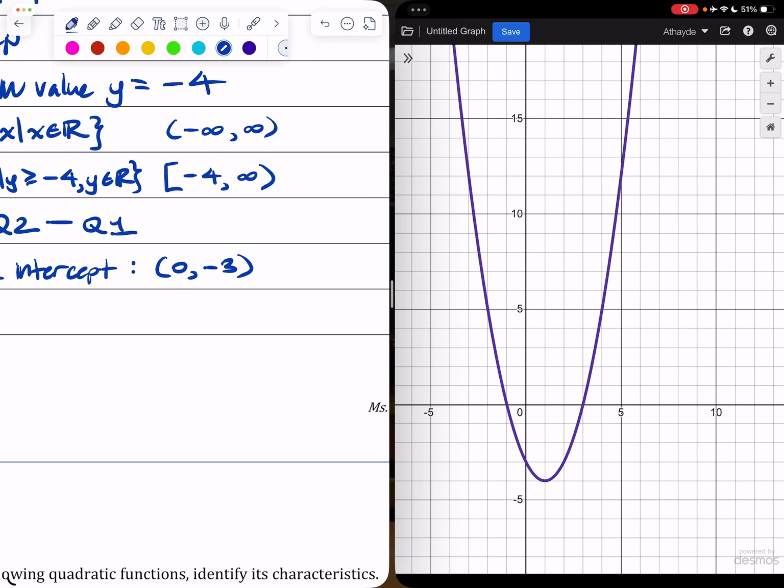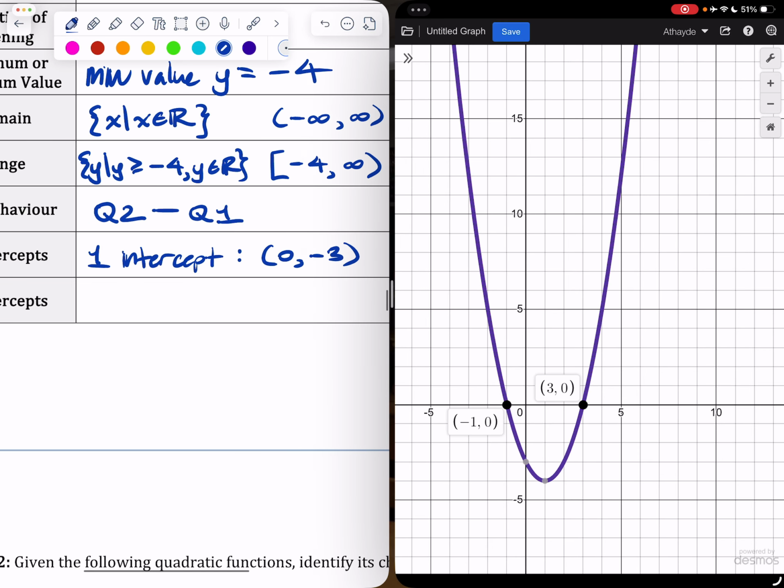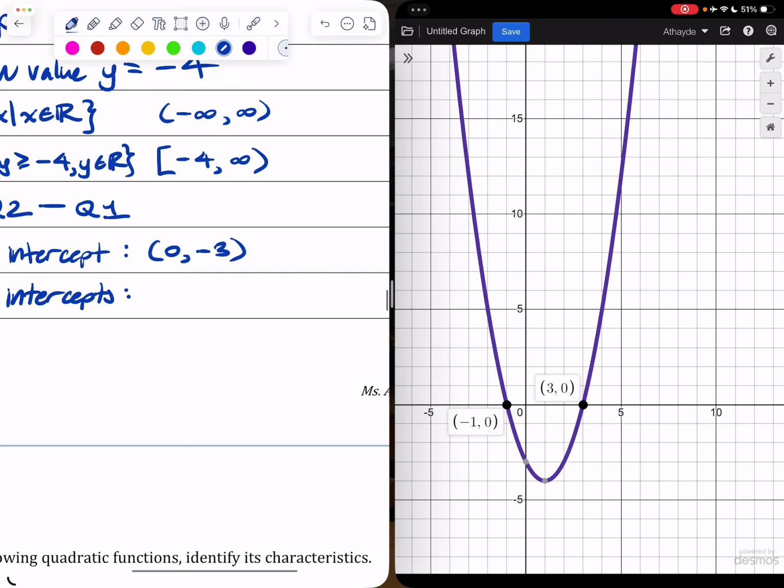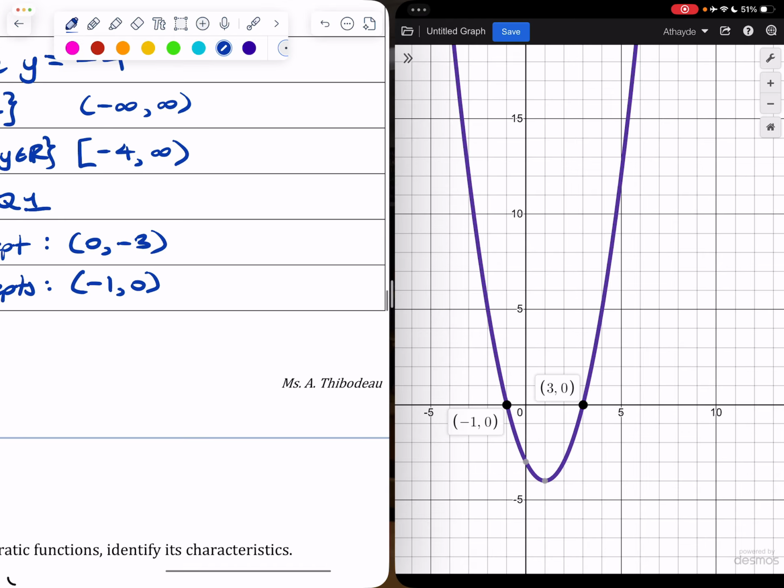And for the x-intercepts, where do we hit the x-axis? We can see those. We can tap on them as well. We get their coordinates. There are 2 such intercepts. One of those is at the point (-1, 0). And the other one is at the point (3, 0).